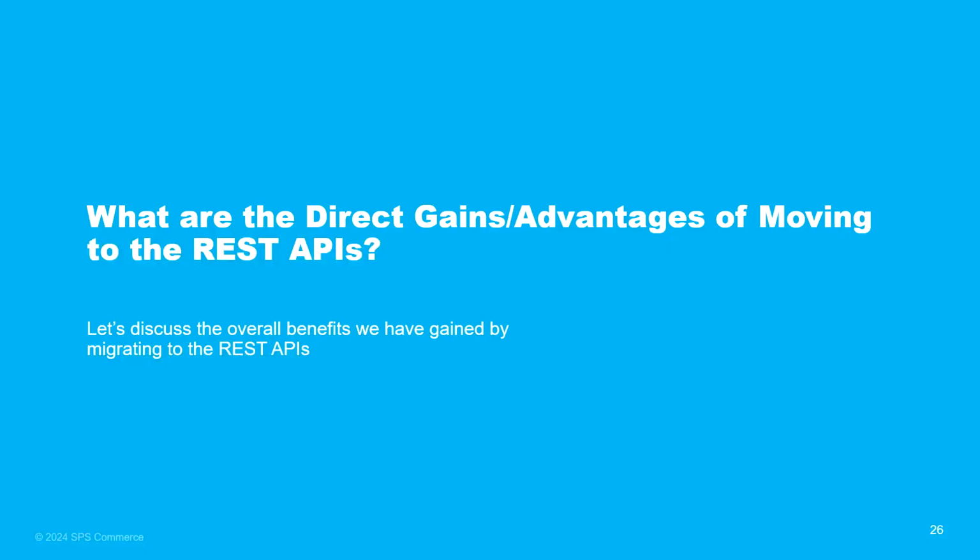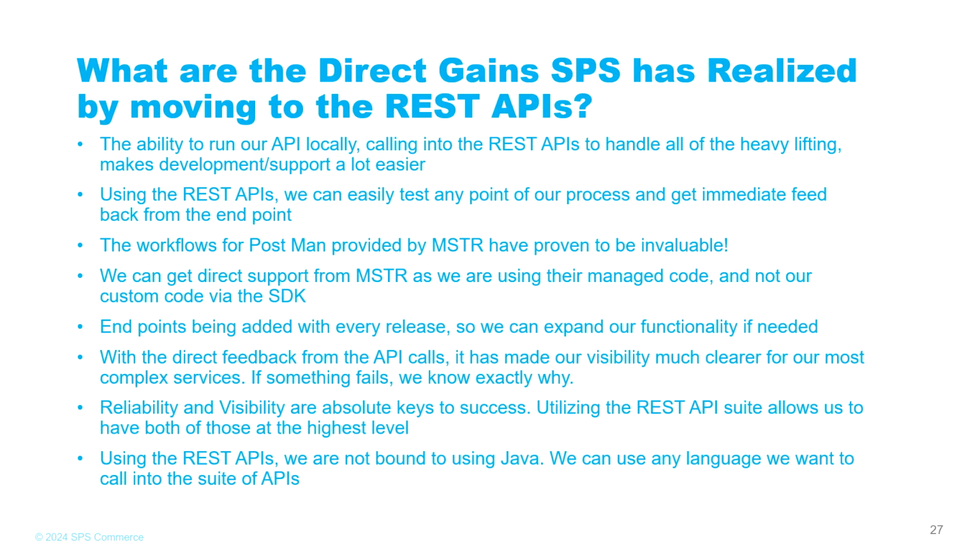Now, what are the direct gains and advantages of moving to the REST APIs? The ability to run the API locally, call in the REST APIs to handle all the heavy lifting, makes development a lot easier. Using the REST APIs, we can easily test any point of our process and get immediate feedback from the endpoint. The workflows from Postman that MSTR provided have proven absolutely invaluable. We can get direct support from MicroStrategy as we're using their managed code and not our custom code via the SDK. Endpoints are being added with every release of MicroStrategy so we can expand our functionality if needed.